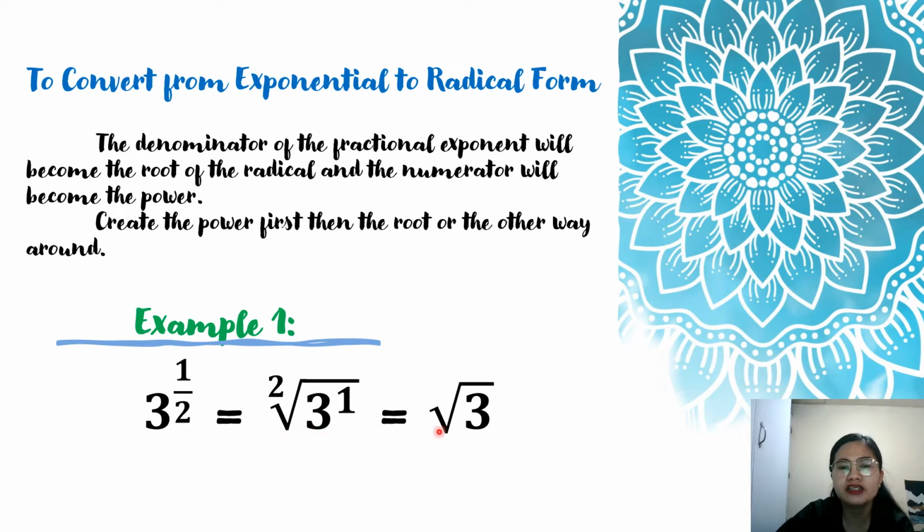Then, bakit siya naging square root of 3? Bakit nawala yung index na 2? Kasi po, kapag square root, understood na po yon na ang index niya ay 2. So hindi na natin yan kailangang isulat pa. And then, 3 raised to 1 is equal to 3. So, from 3 raised to 1/2, that is equal to square root of 3.